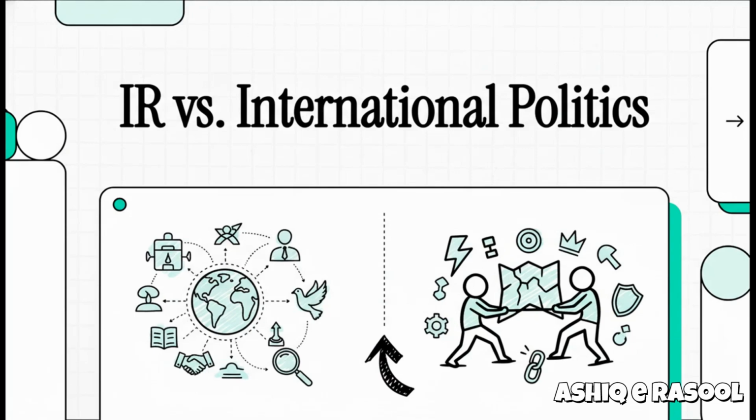So you've probably heard the terms international relations and international politics thrown around, maybe even used interchangeably. And hey, they sound pretty similar, right? But what if I told you they're actually two completely different lenses for looking at the world? One's a wide angle and one's a zoom. Let's dive in and really unpack what sets them apart.